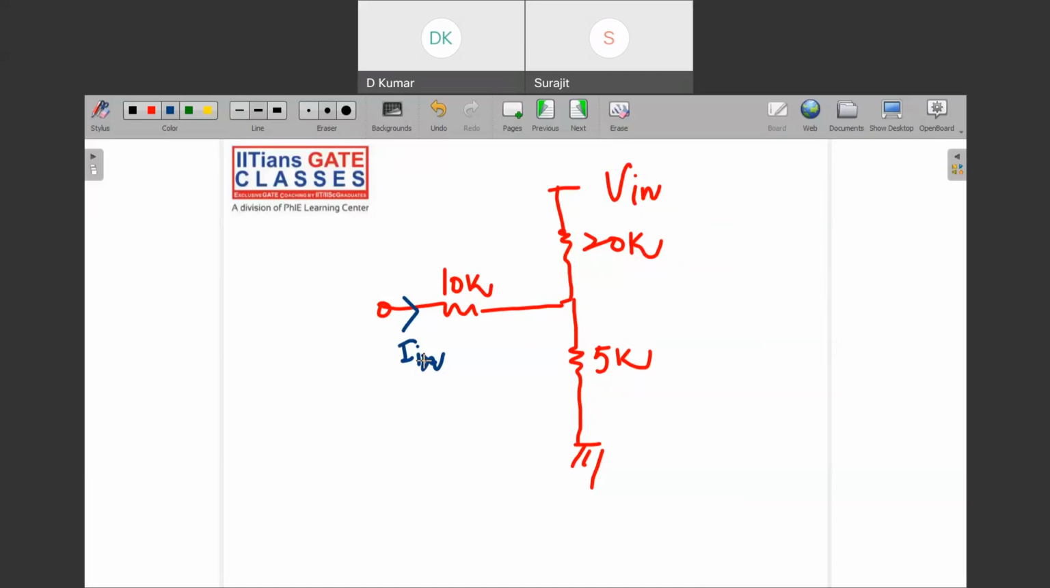Yes, sir. 70/4 is 17.5. Okay, 70 by 4 means 17.5. Great, you have got the answer right. So this is how you might have followed the procedure, right?